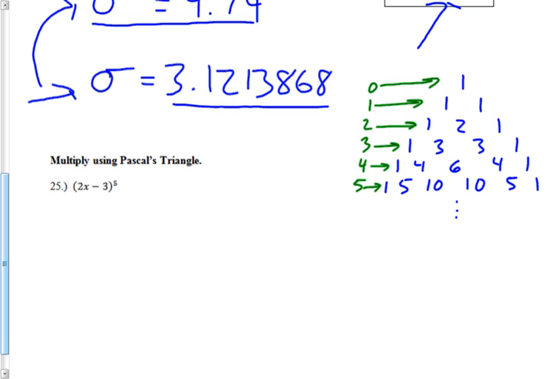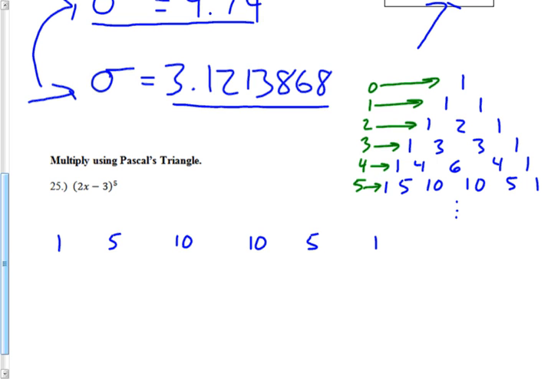In order to do binomial expansions with Pascal's triangle, the first thing I do is I write down my coefficients from that row. So I've got 1, 5, 10, 10, 5, and another 1. And then from here, I'm going to plug in my A's and my B's, because this is just me setting up my pattern before I actually plug in these values.